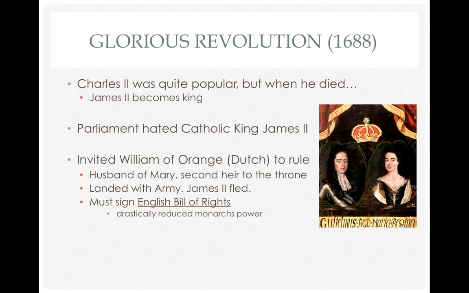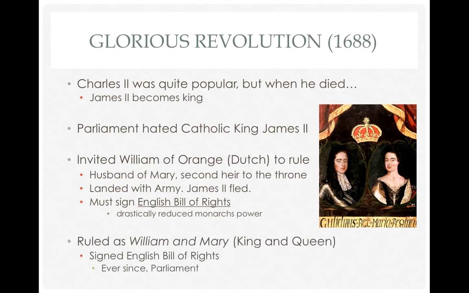Ultimately, he decided to go for it. He landed with an army and there was hardly any fighting at all. James II fled. He took off. That's why I call him the fleeing Catholic. And just as they agreed, William and Mary, his wife, signed the English Bill of Rights. The English Bill of Rights was a very important document and very similar in many ways to the American Bill of Rights.